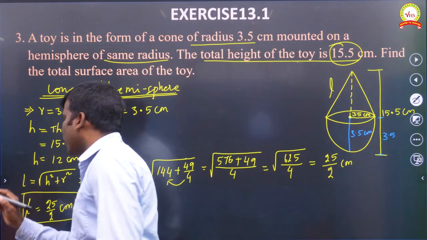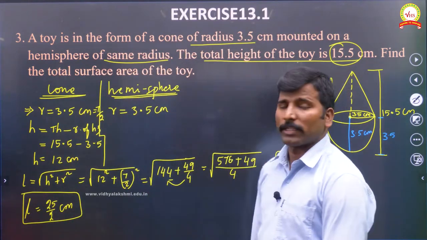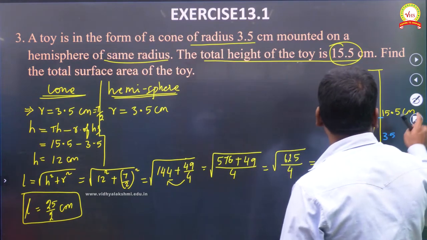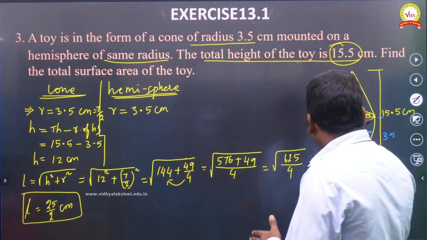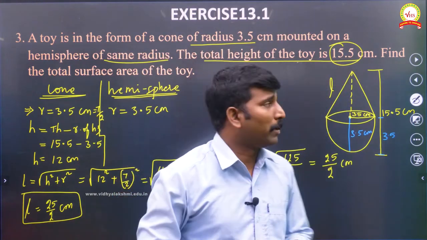We got the slant height. Now we can go for finding the area. It's very important. Without the slant height we can't go, so first find the slant height. Next we are going for the total surface area of the toy, that is the CSA of the hemisphere and the CSA of the cone. That is very important.